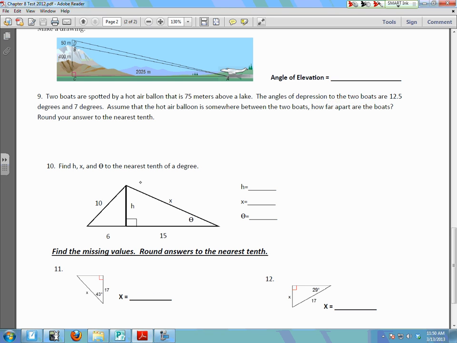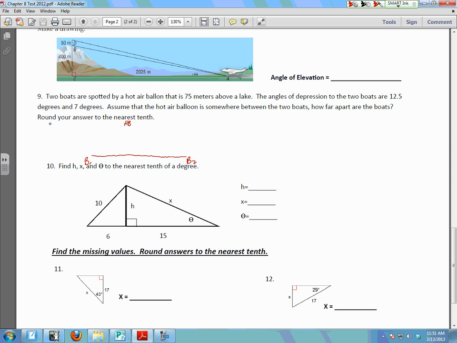Number 9, essentially kind of the same question, but you've got a little bit more of an involved problem. It says that 2 boats are spotted by a hot air balloon. So I'll say boat 1 over here, and boat 2 over here. The hot air balloon is 75 meters above the lake, and the angles of depression to the 2 boats are 12.5 degrees and 7 degrees. So assume that the hot air balloon is somewhere in between the boats. So the hot air balloon, I'm going to say, is up there, somewhere in between the 2 boats.